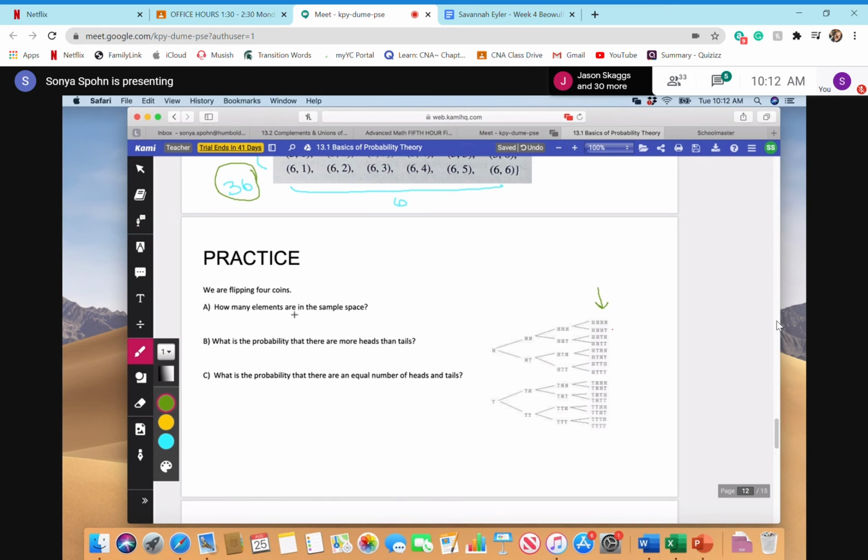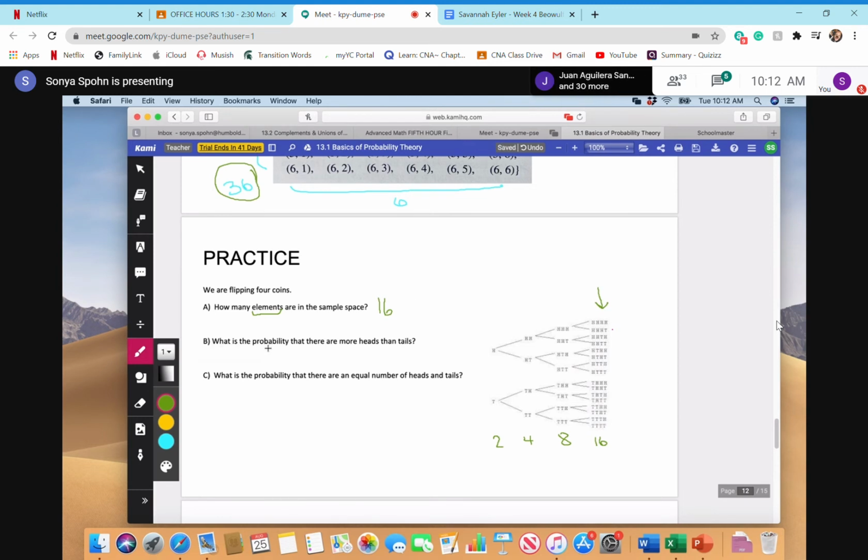So let's see if we can answer these questions. How many elements are in the sample space? How many elements or outcomes are in the sample space? What would you do? You go over here and you count them. If you remember when we did flips before, there was 2 options on the first flip, and then there was 4, and then there was 8, and now this one's going to be 16. So you can count down through those, or remember if I'm flipping it 4 times, there's going to be 16.